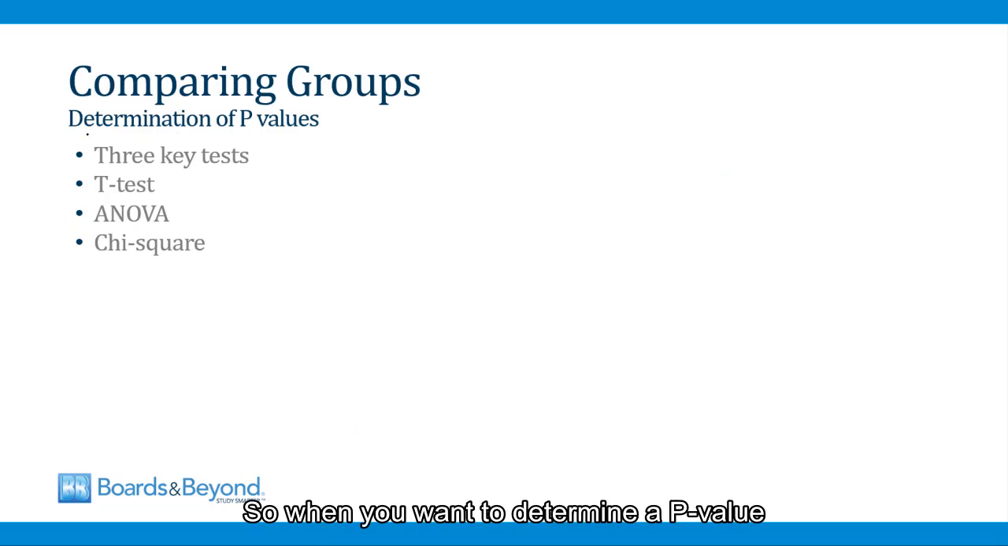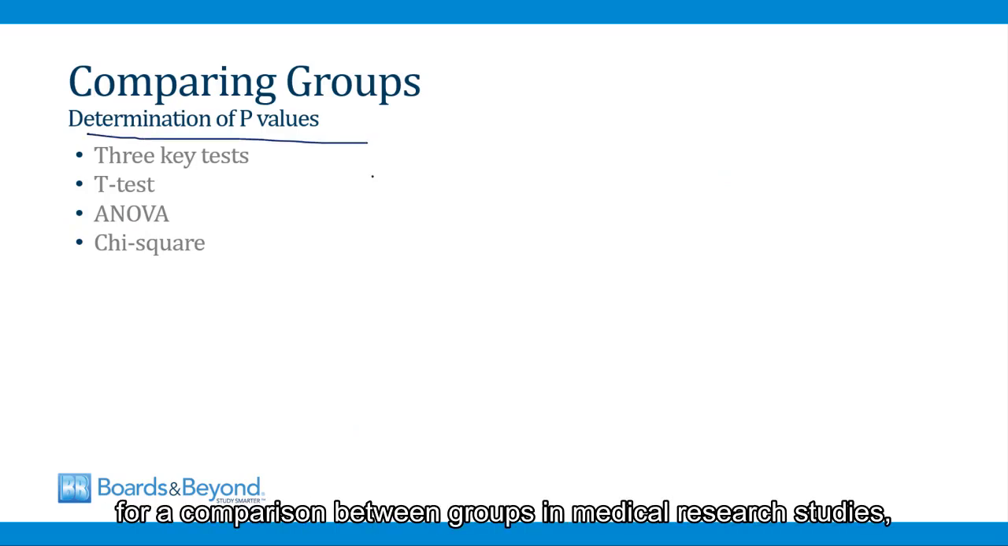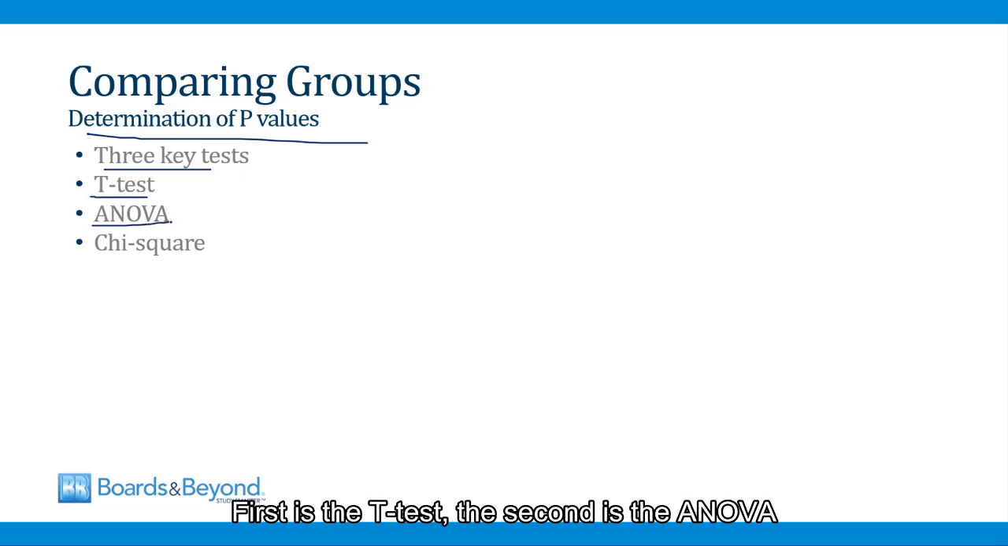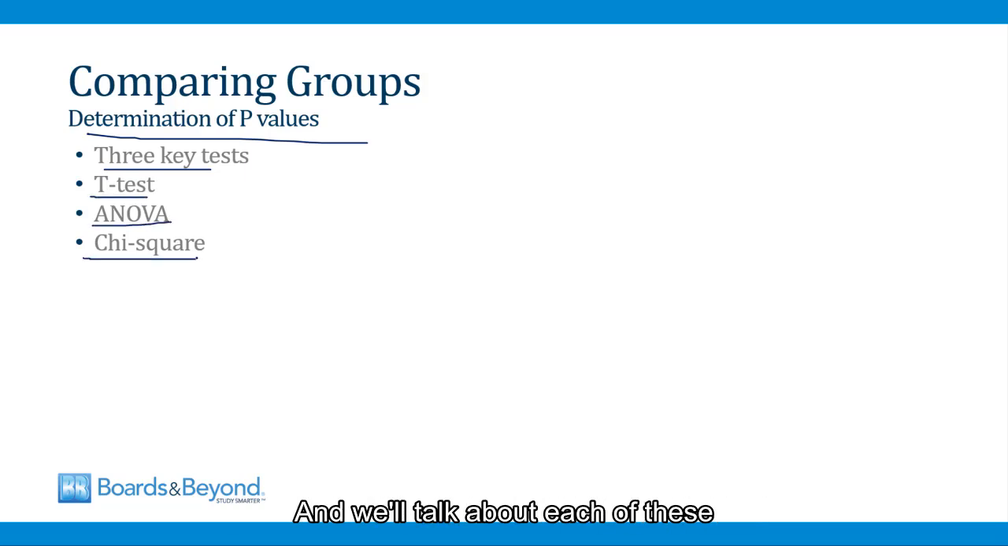So when you want to determine a p-value for a comparison between groups in medical research studies, there are three key tests that are used. First is the t-test, the second is the ANOVA, and the third is the chi-square. And we'll talk about each of these in the next couple of slides.